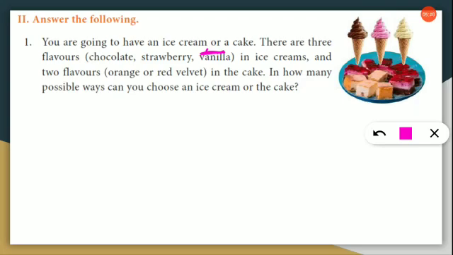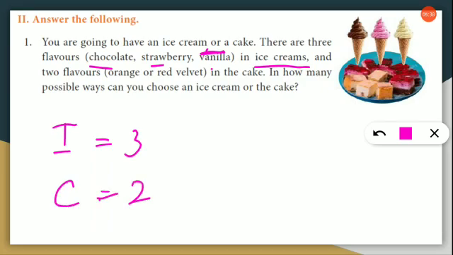Very good. Then there are 3 flavors: chocolate, strawberry and vanilla in ice creams. In ice creams there are 3 flavors. Okay. And 2 flavors, orange or red velvet, in the cake. So in cake we have 2 choices. In how many possible ways can you choose an ice cream or a cake?